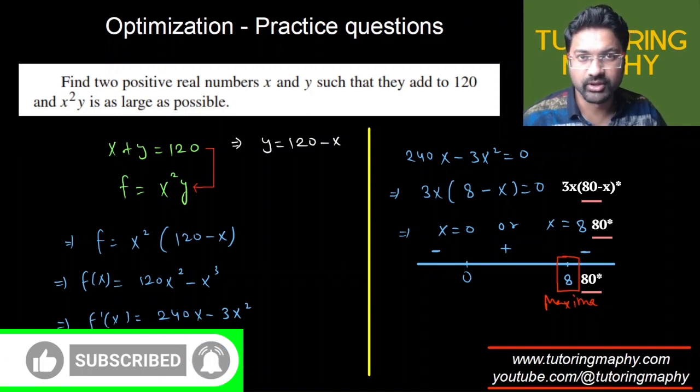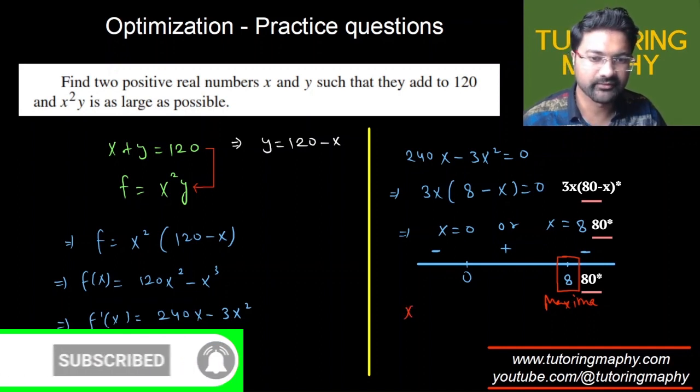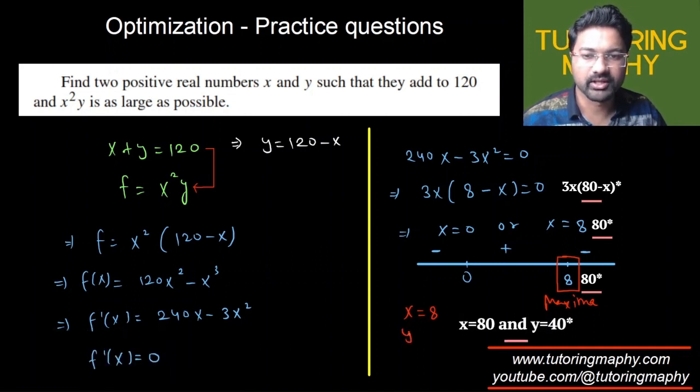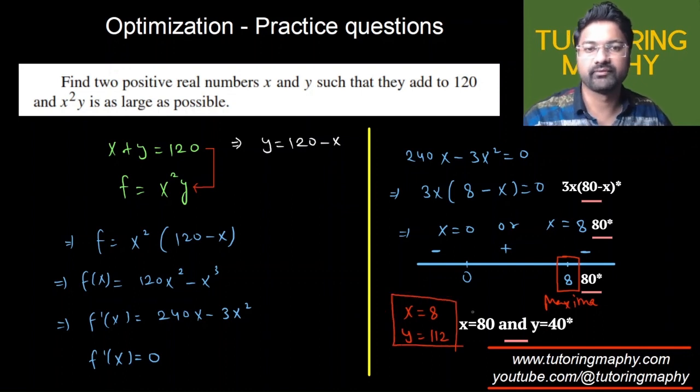So they need two numbers which give that. I already have the value of x. This is one of the numbers, and the value of y is just going to be, from here, 120 minus x. So these are two numbers which will add up to 120, and x squared y is actually going to be as large as possible. So that is the solution of this.